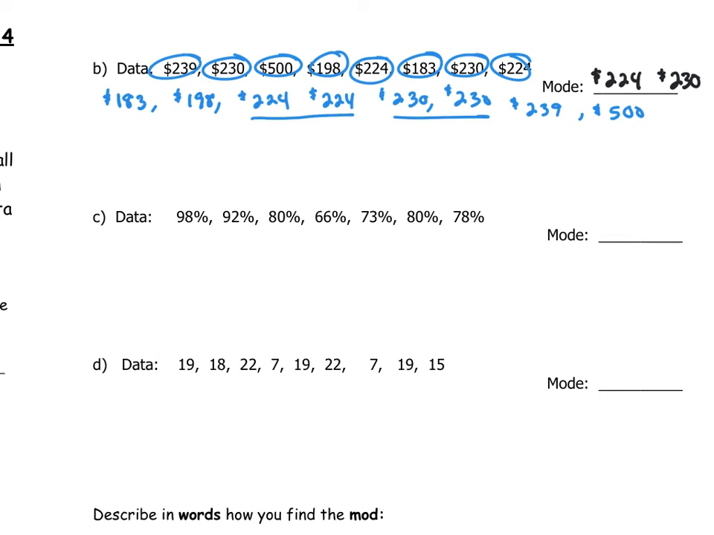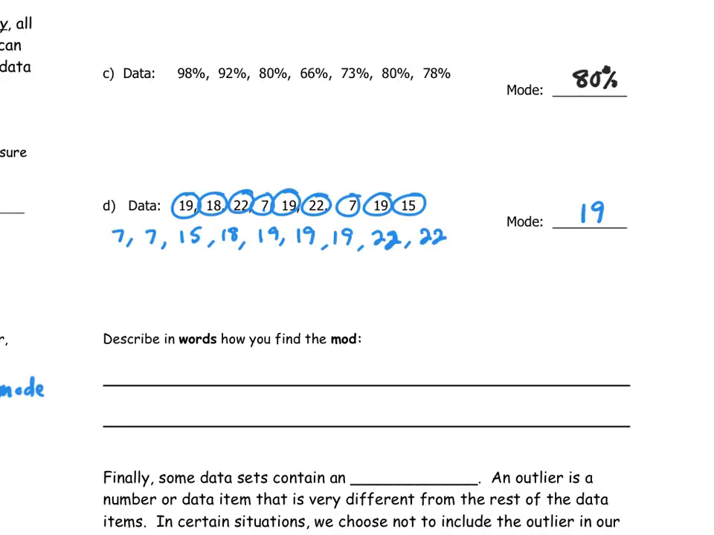So would you do letters C and D, describe in words how you find the mode, and then look back briefly because there's one more description of something that's important. So if we look at the data for C, there were two 80%, and everything else was only represented once. And for letter D, even though 7 and 22 were repeated twice, 19 was repeated 3 times, so that is the mode.